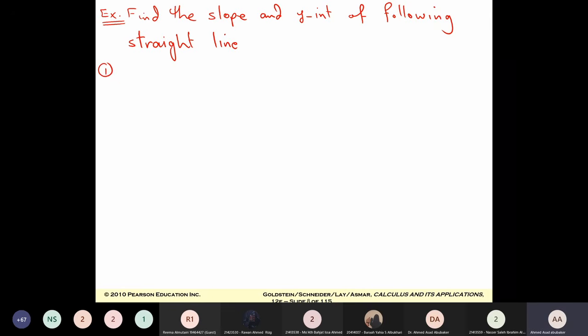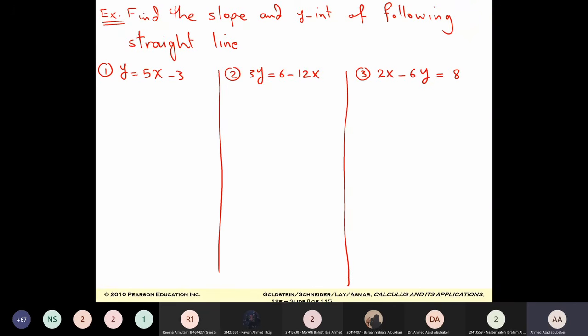Number 1, y equals 5x minus 3. Number 2, maybe put it as 3y equals 6 minus 12x. And number 3, 2x minus 6y equals, for example, 8. And we need to find the y-intercept and the slope.